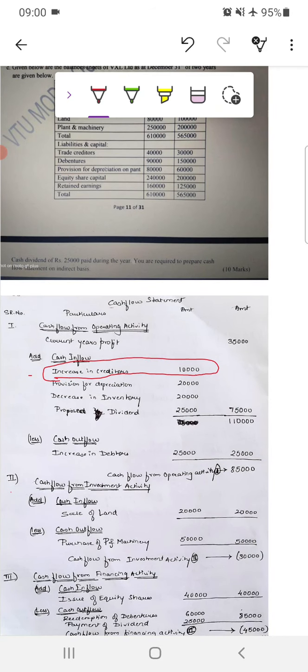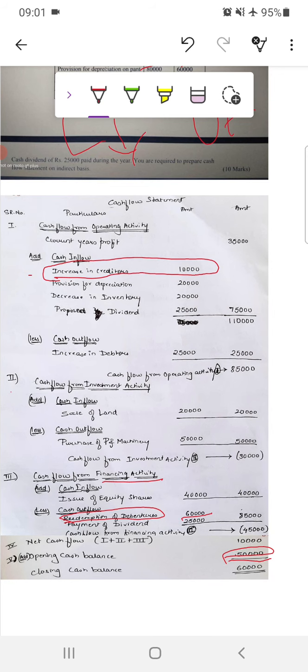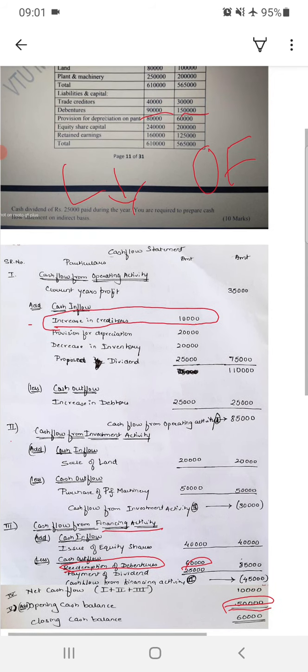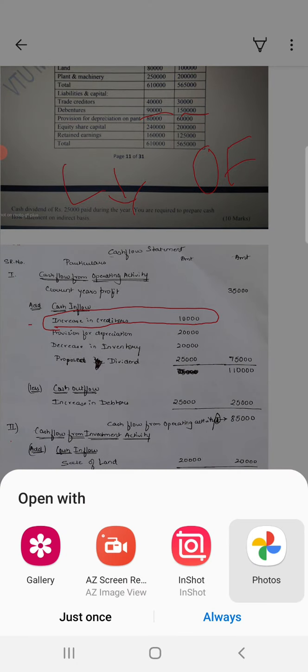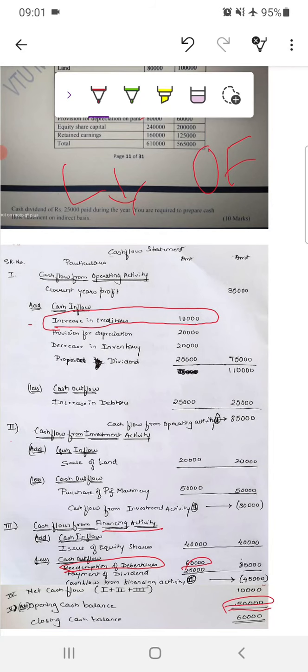And debentures, if you see, it was 1,50,000 and now it is 90,000. That means debentures have decreased. Liabilities have decreased. When liability decreases, it is an outflow. So debentures belong to financing activity and it is an outflow. So we write it as redemption of debentures and the amount is 60,000. Now how did we get 60,000? If you see, it was 1,50,000 in the previous year. Now it is 90,000. That means it has decreased by 60,000. So 60,000 is considered over here.